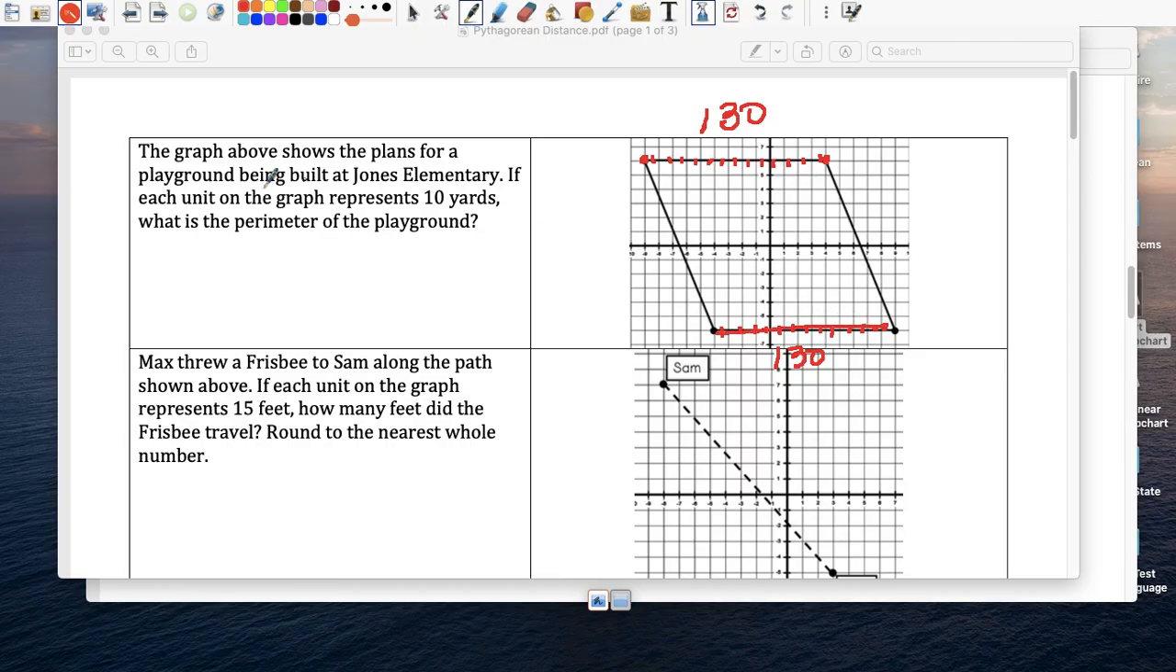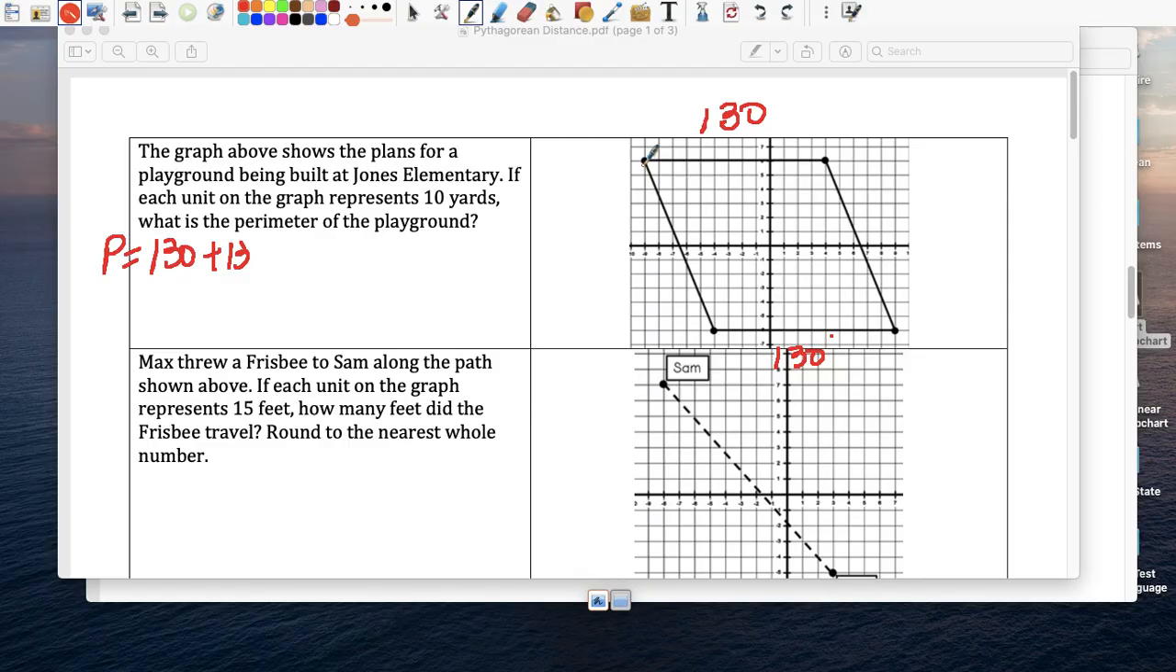So I want the perimeter. Perimeter is the sum of all the sides. We got 130 plus 130. Now this diagonal, I can't count it like this. 1, 2, 3, 4. I can't do that, right? Because it's not exactly the length of the square, we have to find that distance. I need to find this guy right here. Well, that looks like the hypotenuse of a triangle.